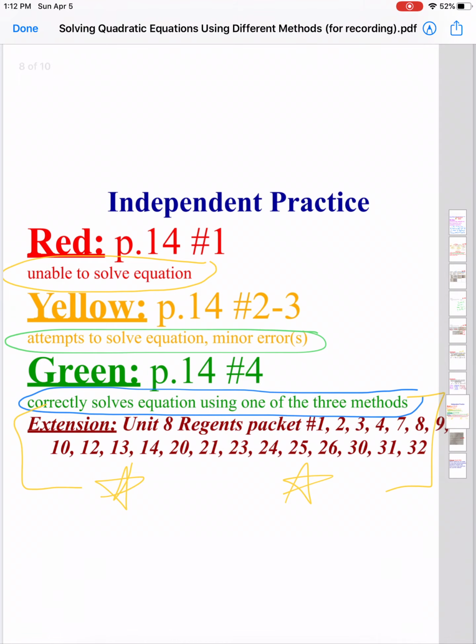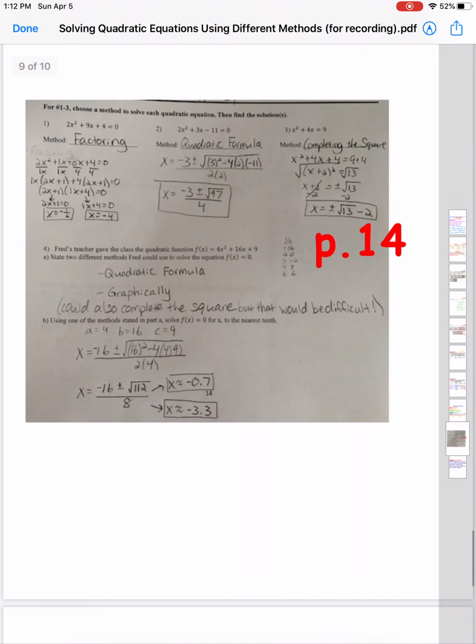Okay, so let's take a look at our answers for the independent practice. Here are all 4 answers on page 14. Go ahead and pause this video to take a look. You'll notice that for each question 1, 2, and 3, you could have solved it using a different method. I picked whatever method I personally thought would be the easiest, but you should still get the same answer as me no matter which method you chose.